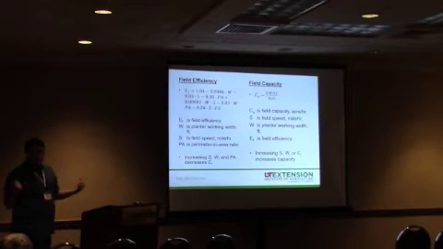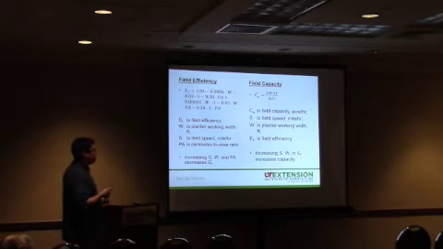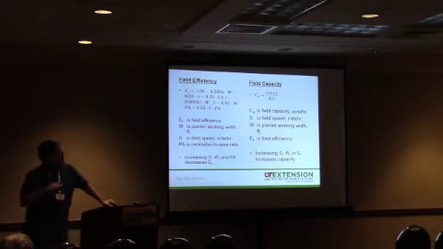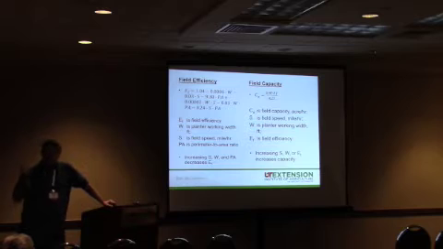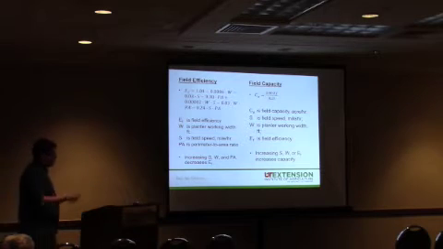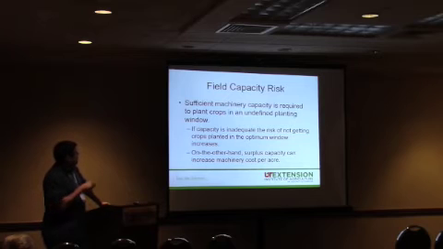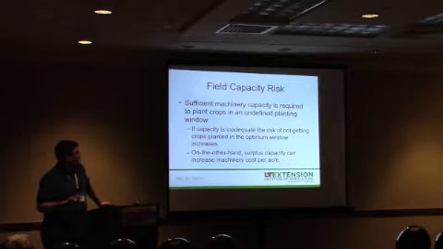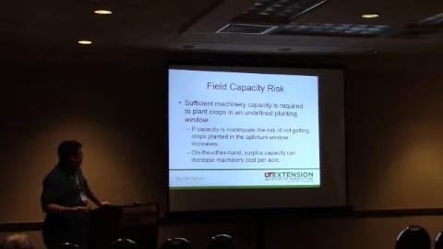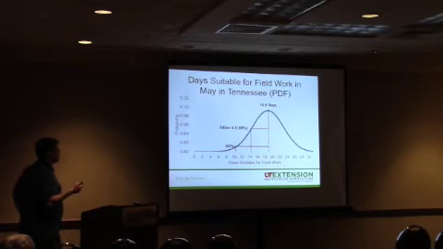But what we're more concerned with on the economic side is capacity. So we have that theoretical capacity, which is speed times width divided by the constant. Then we have to multiply it by that efficiency number. Once we get that efficiency number, we can determine true or estimated field capacity. You look at capacity risk: sufficient machinery capacity is required to plant crops in an undefined window. If you have too much, it's an added cost. If you have too little, then you run the risk of missing that optimum window.